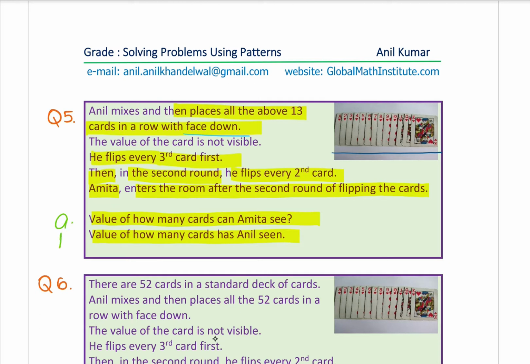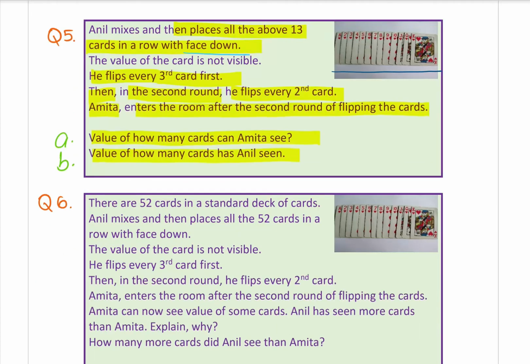So there are two questions here. One, value of how many cards did Amita see? That is after the cards have been flipped in the second round also. And how many cards did Anil see? He saw the value even after the first flipping, so that makes a difference. Okay. Question number 6 is related, but this time we are complicating it by taking all the cards in a deck. Question here is, there are 52 cards in a standard deck of cards.